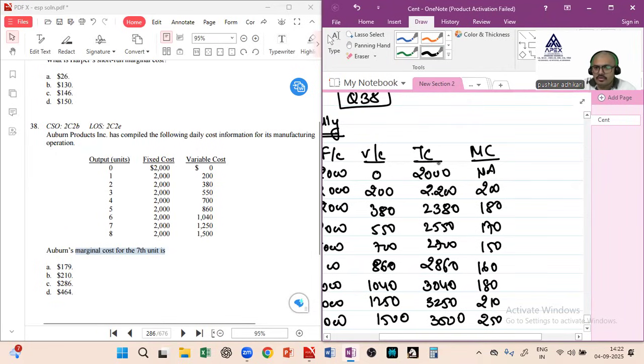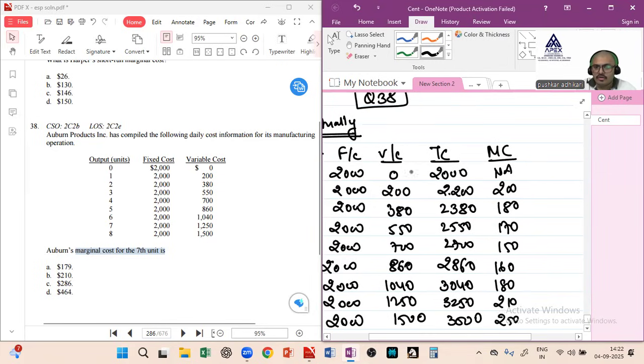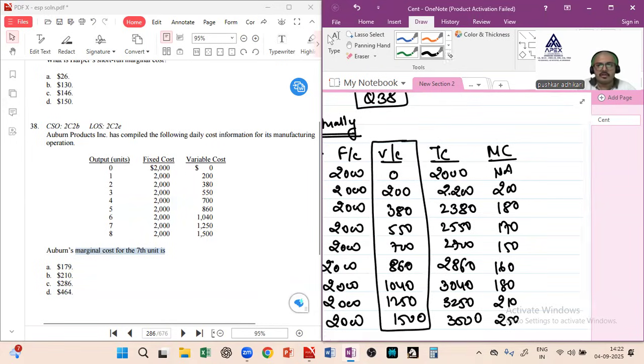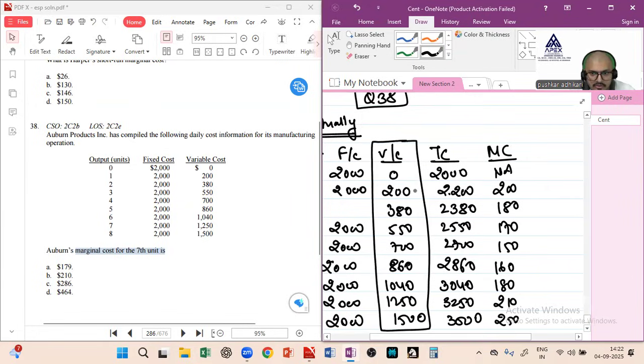See here, since the fixed cost is fixed, now what you do in the exam, don't go for total cost, just pick up the variable cost column. Just pick up the variable cost column and follow the lighter red ink. Follow the lighter red ink. So in this first case, just a second.